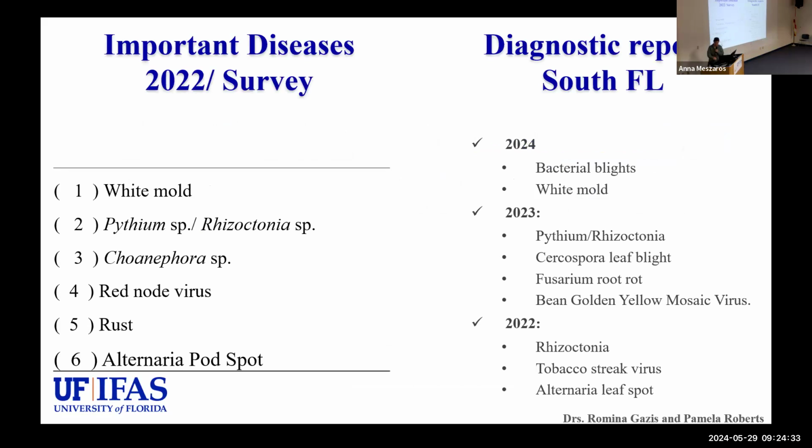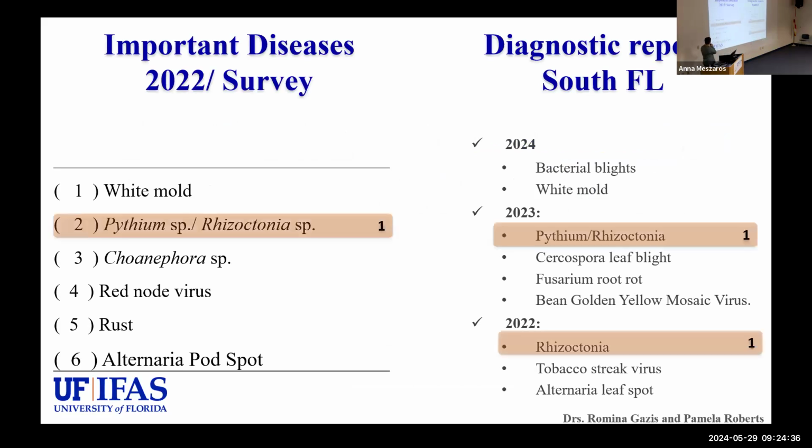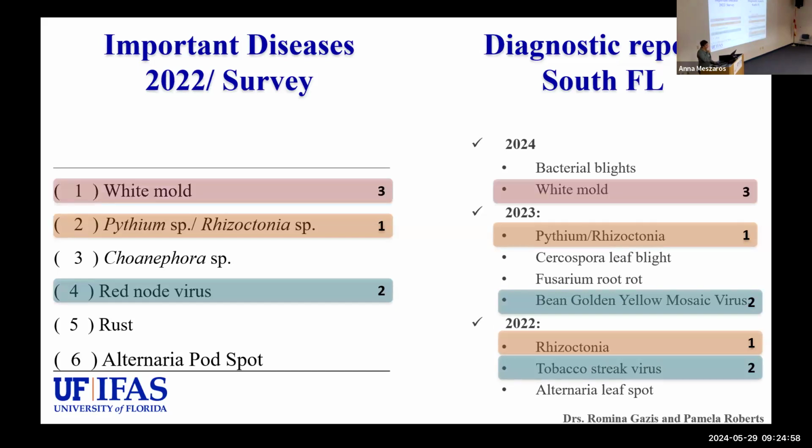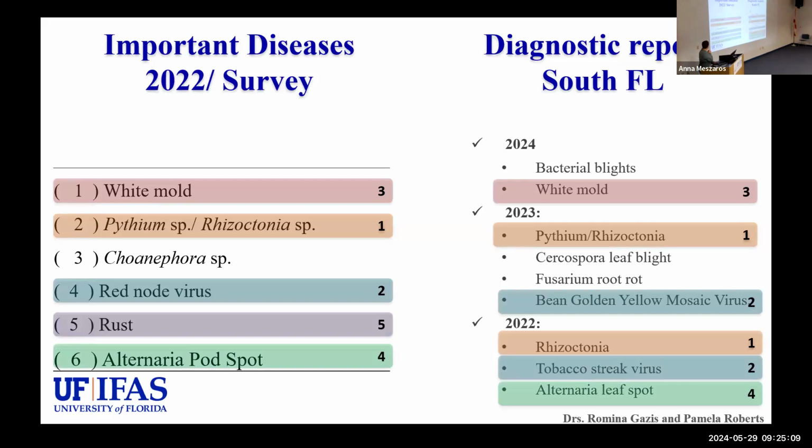Based on that, we can see that Pythium and Rhizoctonia sometimes appear together on the reports, and I would consider them the most important, so I'll be talking about them. Then the viruses are also important, so I'll talk about them too. White mold is important; this year I got some samples with white mold, so I'll consider that an important one. And then after that, Alternaria and rust. So I'll be talking about those.